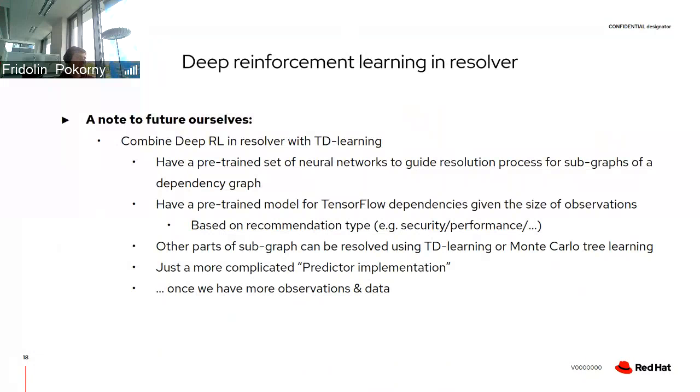And in that case, we can, for example, pre-train a neural network for TensorFlow and its dependencies, and have different models for security and performance. So this would guide the resolution process for some subgraphs, and the other parts of the software stack could be resolved using TD learning and Monte Carlo tree search. We are ready from the code side for this. It just introduces a more complicated predictor implementation, but we need to have more observations and more data.